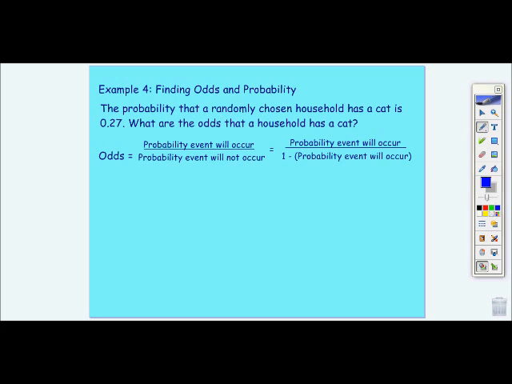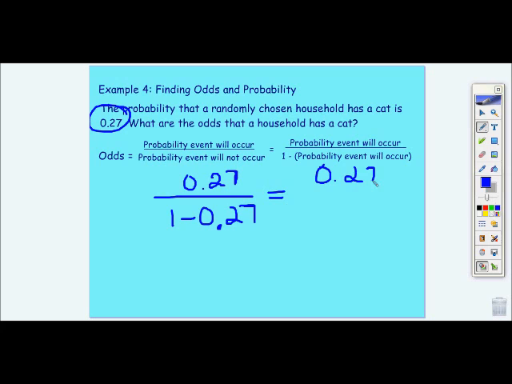So first of all, our numerator is going to be the favorable odds. So our numerator is going to be 0.27. Now we're going to use our new formula of 1 minus 0.27 as the unfavorable. 1 is our whole thing, so 1 minus 0.27. I'm going to go ahead and simplify this fraction. 1 minus 0.27 is 0.73.